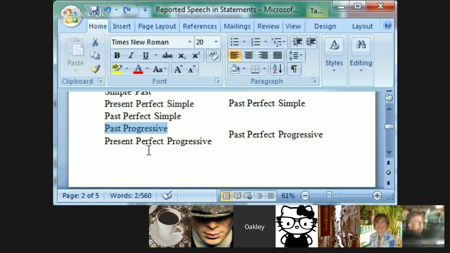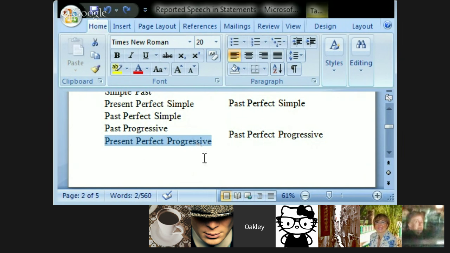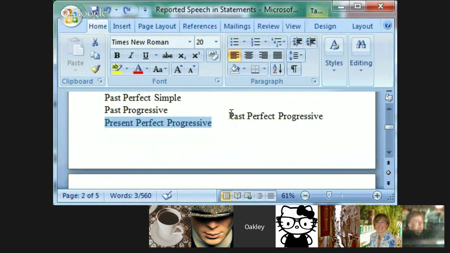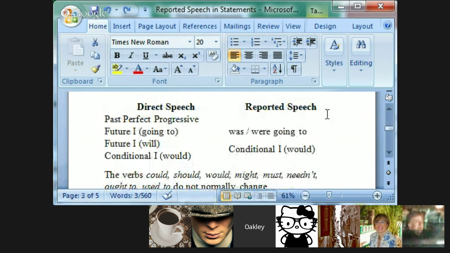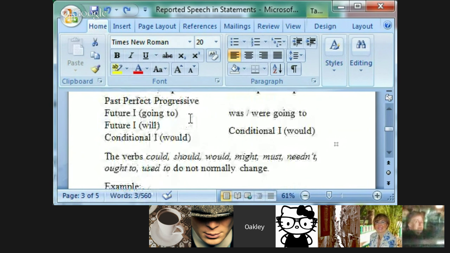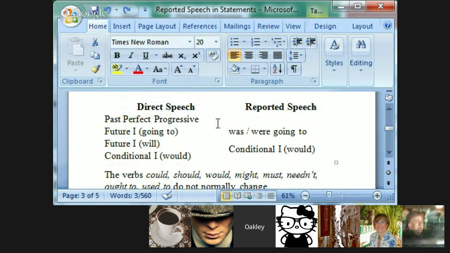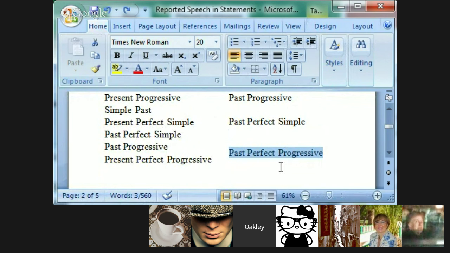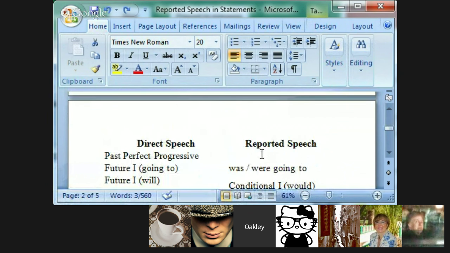Okay, past progressive, and please note this: present perfect progressive becomes past perfect progressive. So yeah, we run out of tenses. I was running becomes he said he had been running. Present perfect progressive: direct speech, I have been running, becomes he said he had been running. Past perfect progressive also stays past perfect progressive. Again, past perfects can't be more past than they already are, so it's not possible.